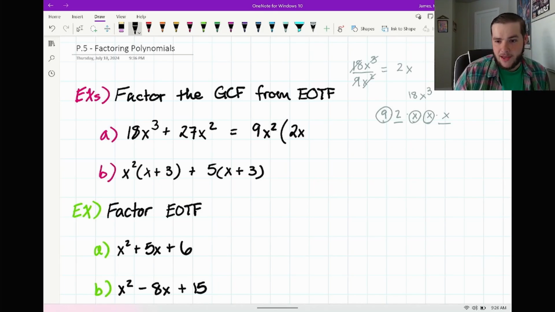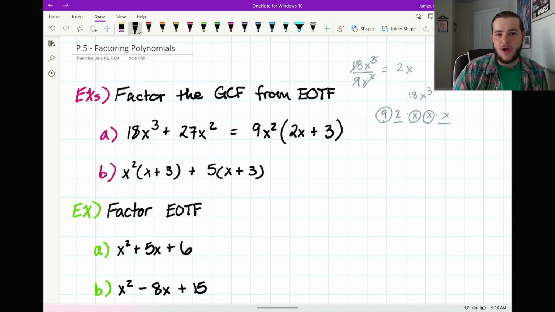Using that same idea, when I pull 9x squared out of the second term, I have a 3 left over from the 27, but I'm borrowing all of the factors of x. So I just have the 3 left over. And that would be how I factor part A.